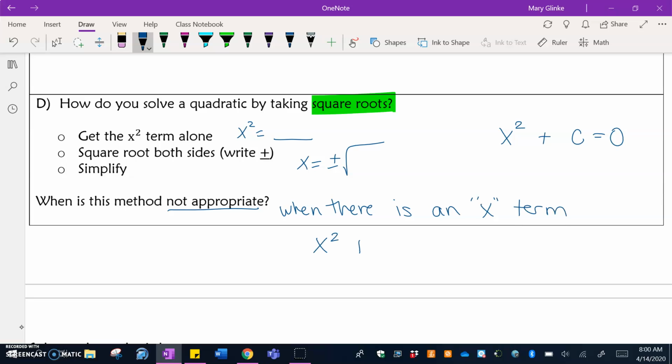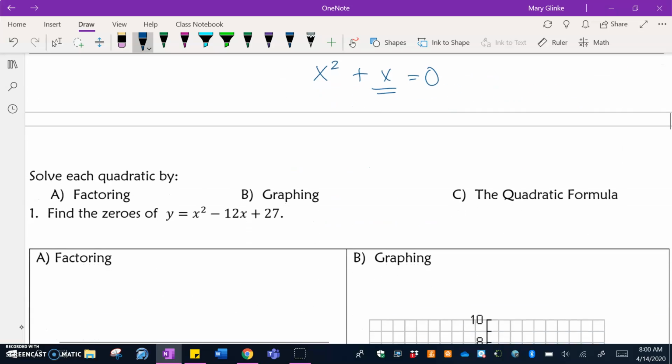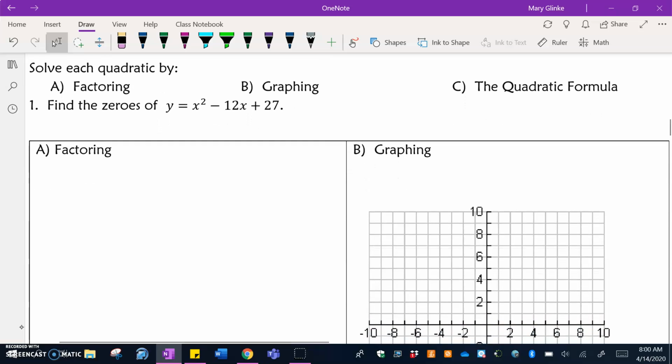So if you had an x squared plus x equals 0, you could not use square roots. So looking at those are the four different methods. And so what we're going to do is practice using those methods. For this first one, we're going to focus on factoring, graphing, and the quadratic formula because we cannot use the square roots for this one. So we want to find the zeros for this quadratic equation.